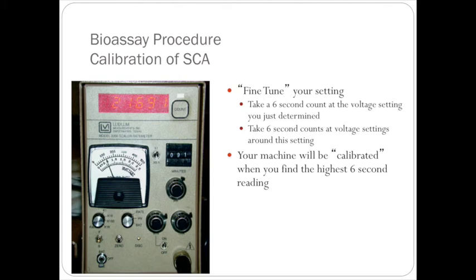What we'll do is set a window around the typical iodine peak, and we want to make sure that the photo peak for iodine falls within that window. Again, I'll step you through this as a group at the very beginning to make sure that everybody has a machine that's functioning correctly.